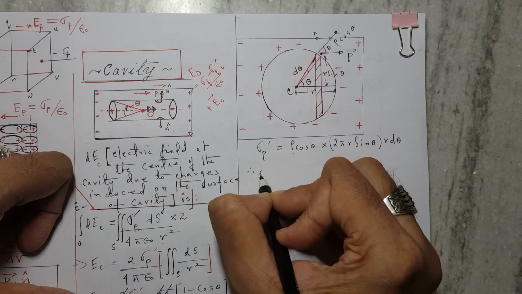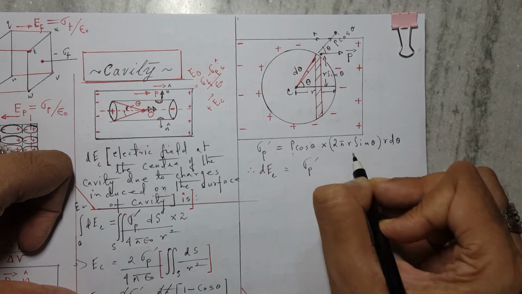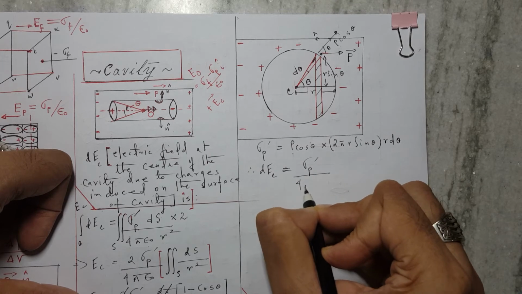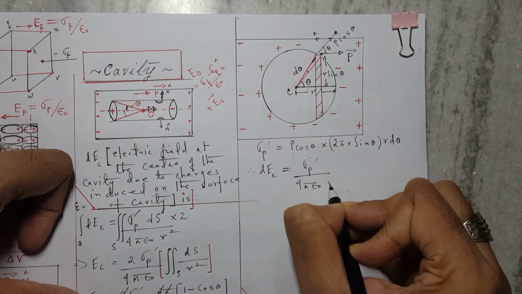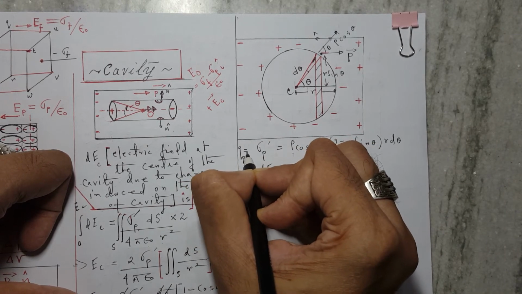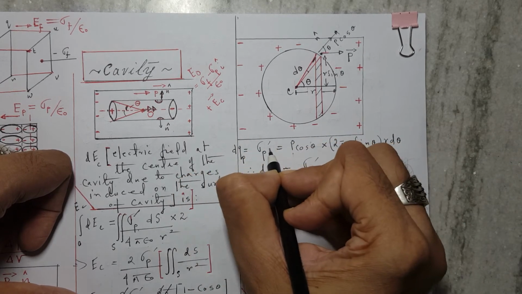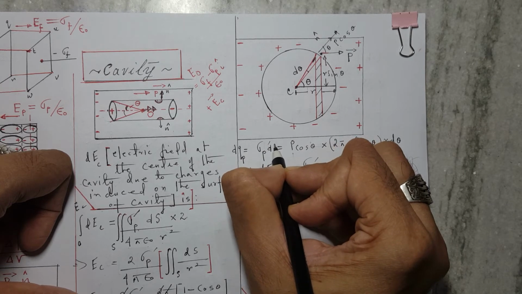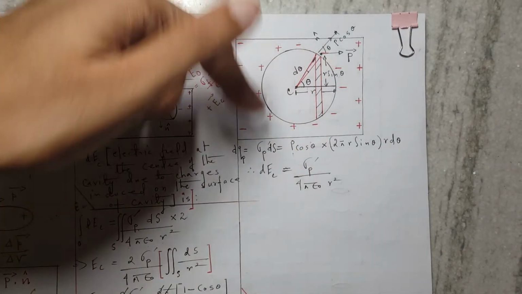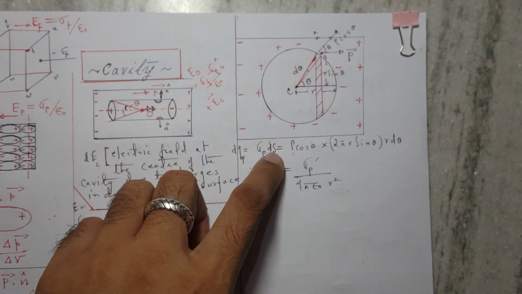So therefore the electric field at the center, dEc, is equal to sigma P dash by 4 pi epsilon naught R square. Now basically what we have found out? We have found out dQP. So dQP equals sigma P dash into dA or dS. So this is the polarized charge which is induced on this particular surface. So dQP is sigma P dash multiplied by dS.